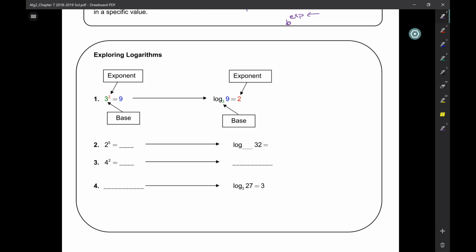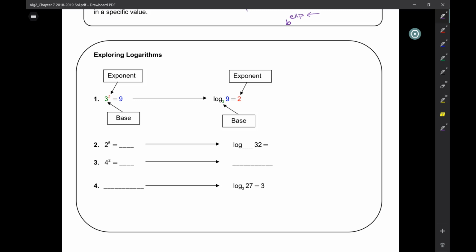So look here. 3 is the base. The answer to a logarithm is always an exponent. 2 is the exponent. So it's like a cube root, but it's not really. Sort of. Okay. So let's get some practice with this.